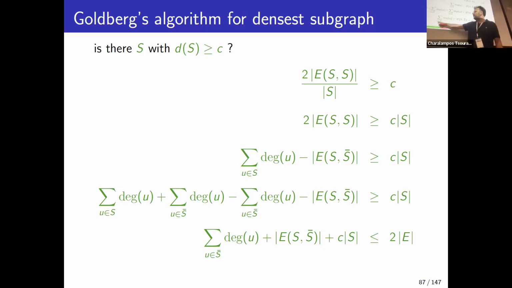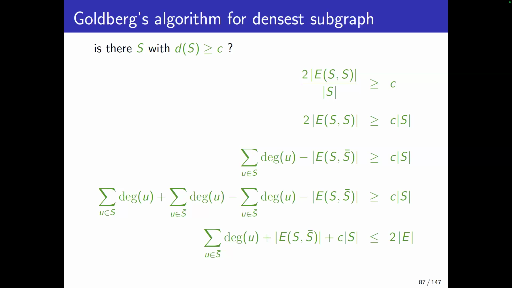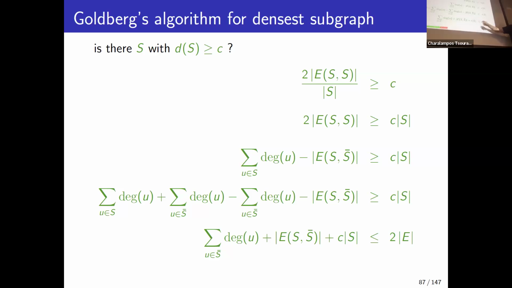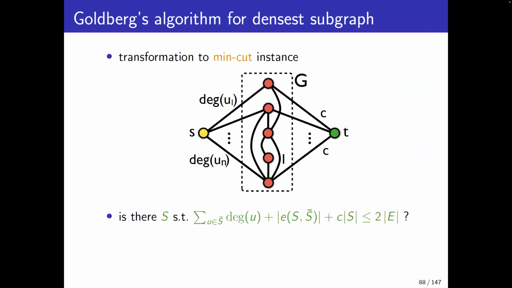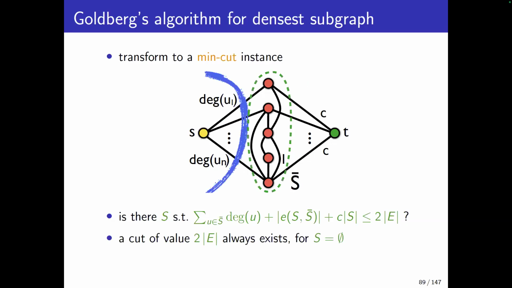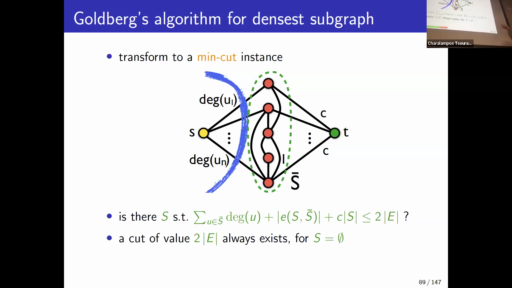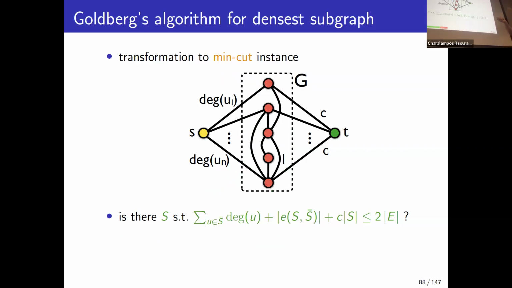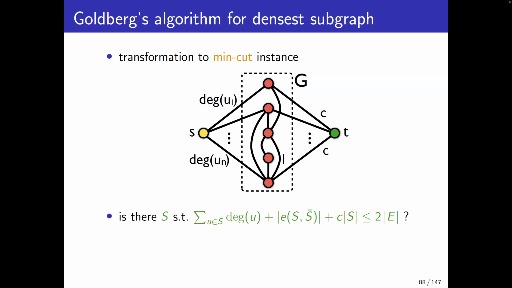The sum of the degrees of the nodes u in the complement of S plus the size of the cut plus the cardinality of S times c, which is a query threshold, is at most 2 times the number of edges. You can do the algebra, but trust me, this is the last step. So now I can answer this by doing a minimum s-t min cut computation, which is a max flow computation. So basically, you can see that if I create a flow network, where s is connected to the nodes of the original graph with edges of capacity equal to the degree.